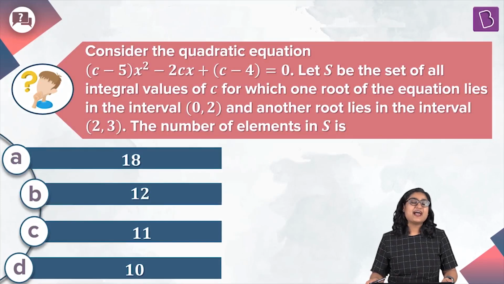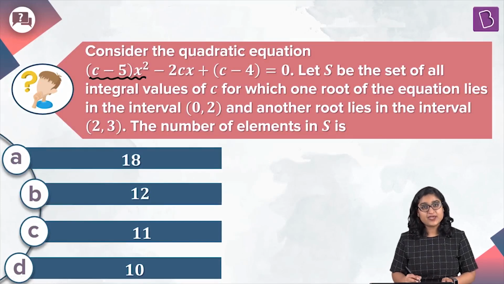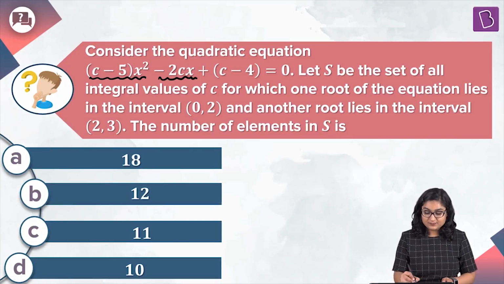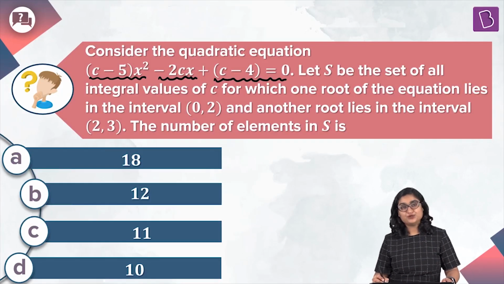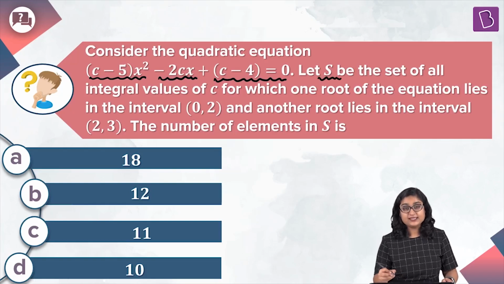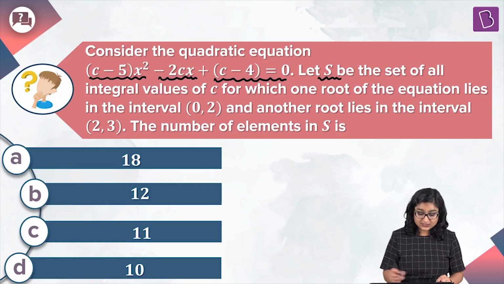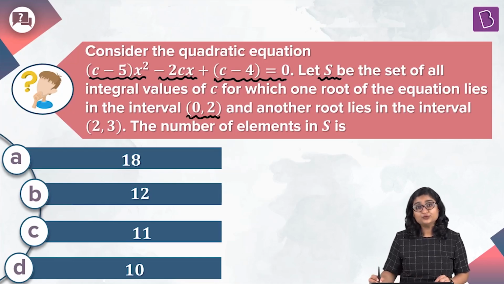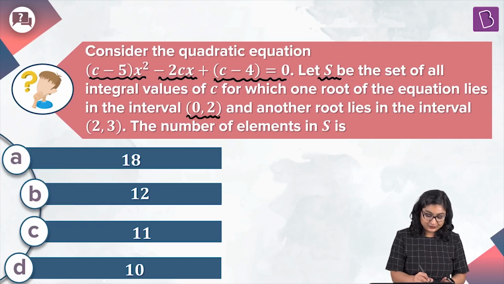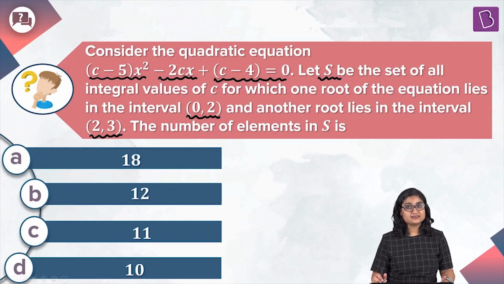Now in this question we have been given a quadratic equation (c - 5)x² - 2cx + (c - 4) = 0. It's also given that we have to consider a set S which contains all the integral values of c such that one root of the given quadratic equation lies in the interval (0, 2) and the other root lies in the interval (2, 3). Then finally, we have to find out the number of elements in set S.